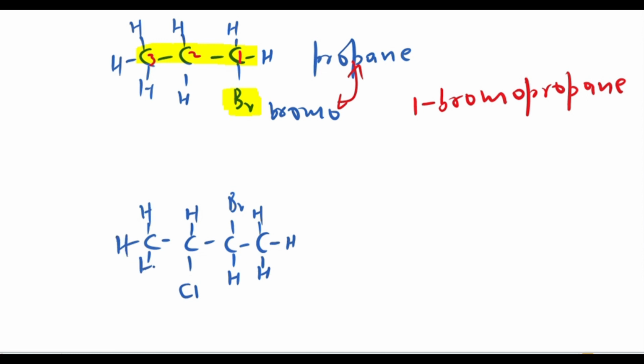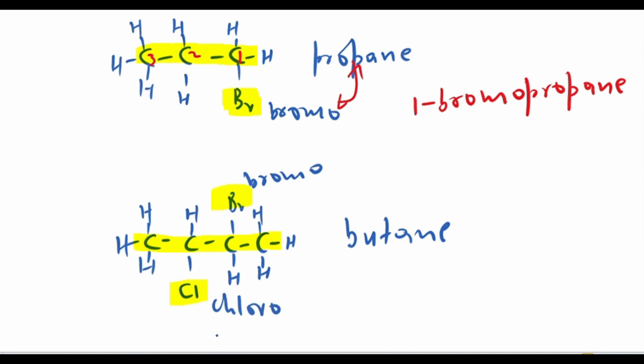Okay, so the first thing you do is identify the parent. The parent has 4 carbon atoms. 4 means but, then we put "ane". Then we have the substituents, this one and this one. So we have a bromo and a chloro.